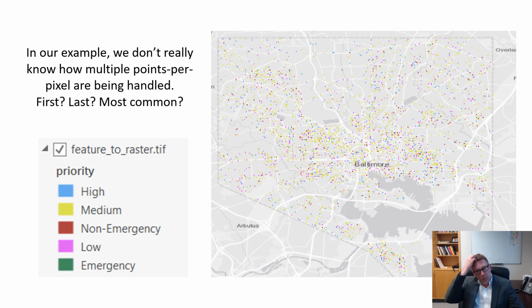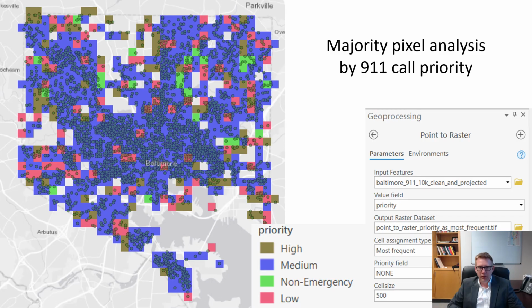Going back to our 911 data, this is an example of what we saw before. We don't really know how multiple points per pixel were handled. Was it the first value that it saw? Was it the last value? Was it the most common? So this is an example of where we're being a little bit more particular. Instead of using feature to raster, we're using point to raster. That lets us be a little bit more thorough about how we're defining these things.